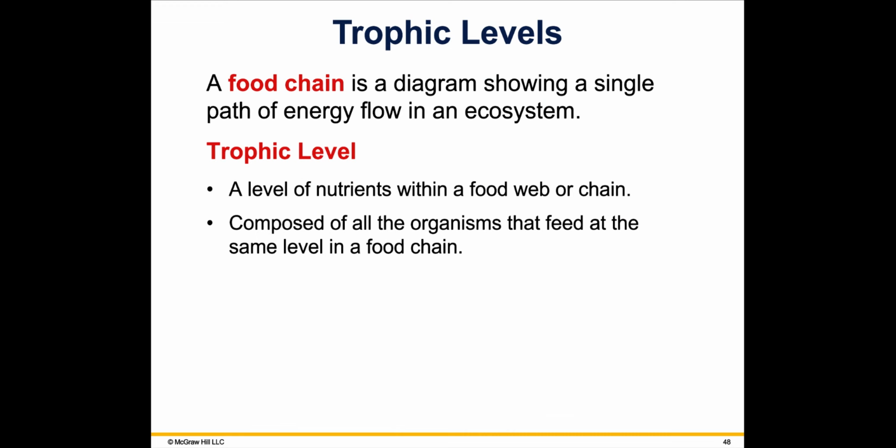again, our trophic level is just where within our food chain are you getting your nutrients. And it's got all kinds of different living things that can occupy the same level within a food chain.